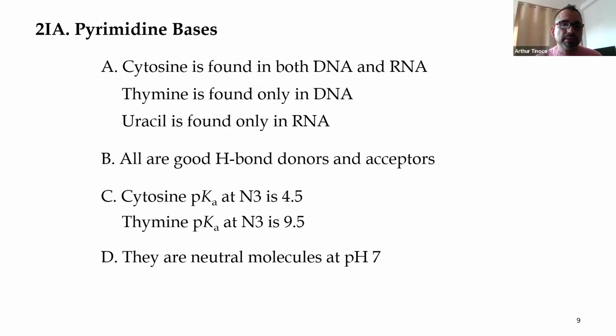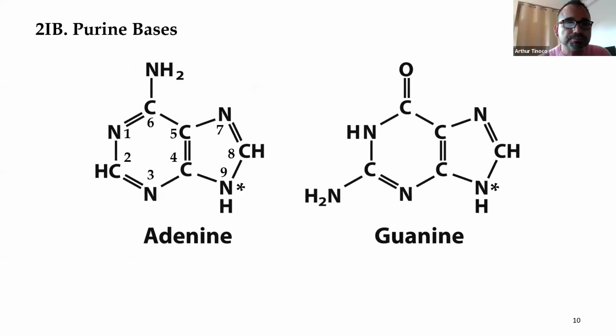You have the corresponding pK values: here for cytosine N3 it is 4.5, and for thymine N3 it is 9.5. And so typically what you're observing is that these molecules are neutral at a pH of 7.